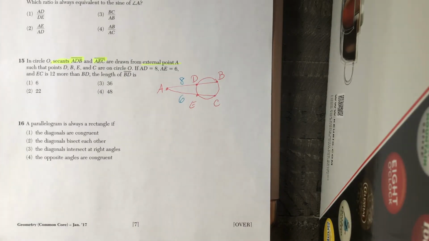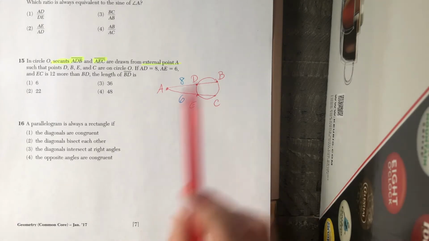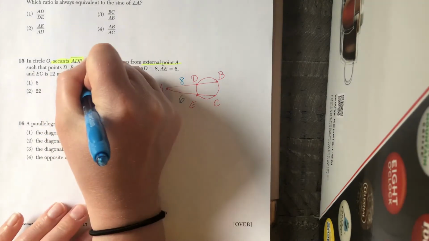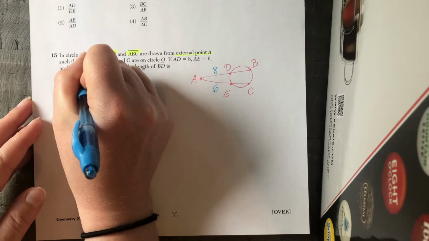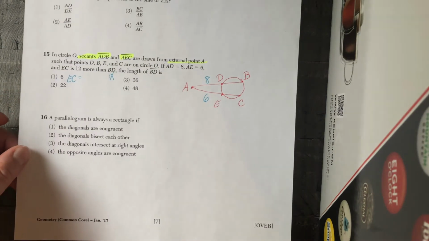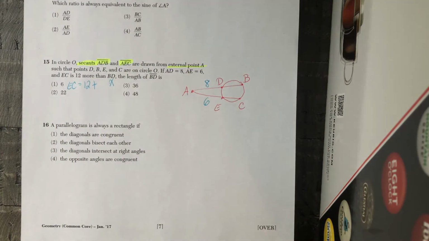And then the harder part, it says that EC is 12 more than BD. Well, right now I don't know what DB is, so I'm going to label that with an X. All right. So I know that EC is going to equal 12 more, so that's going to be 12 plus, 12 more than BD.